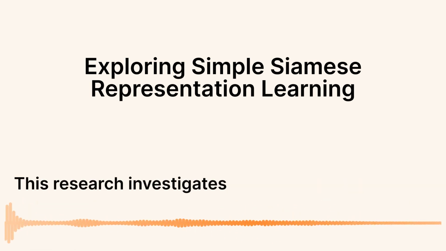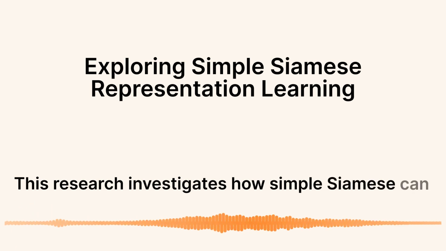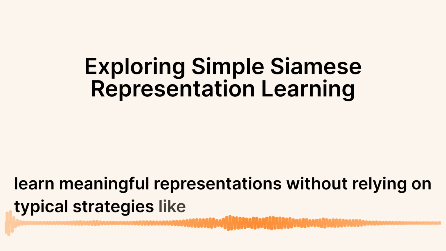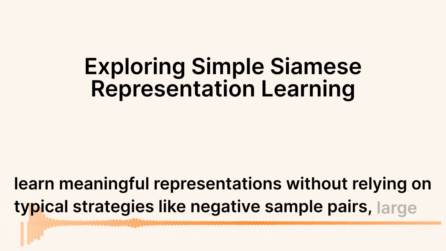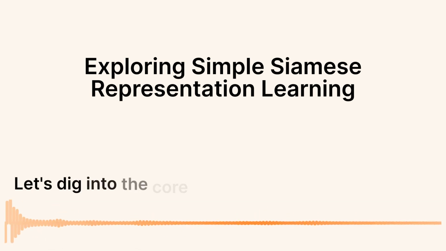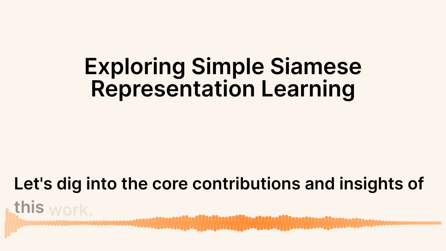This research investigates how simple Siamese networks can learn meaningful representations without relying on typical strategies like negative sample pairs, large batches, or momentum encoders. Let's dig into the core contributions and insights of this work.